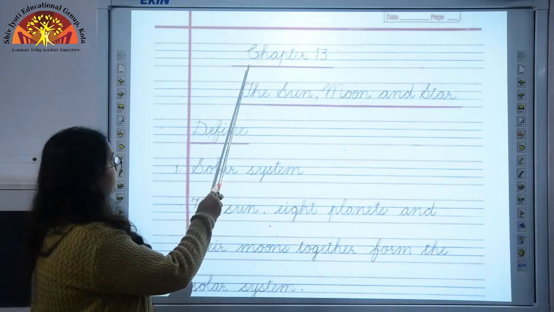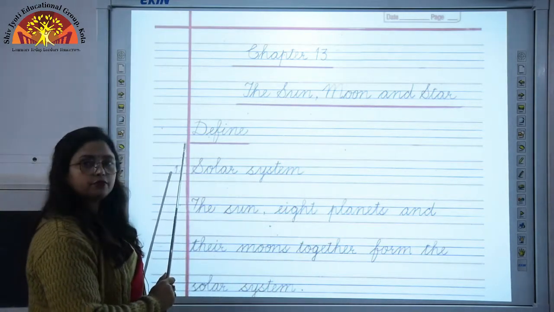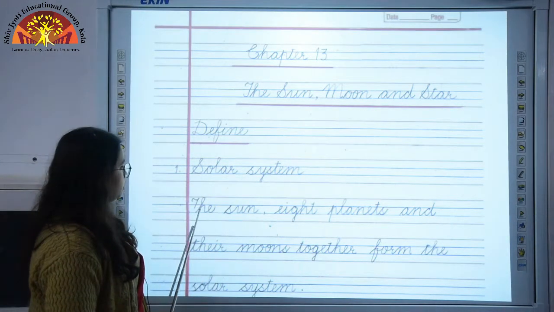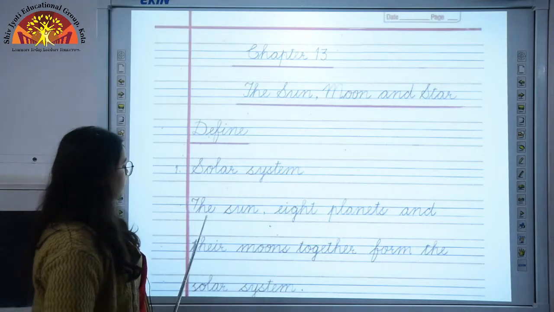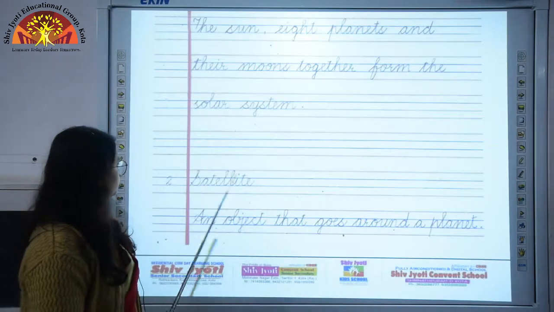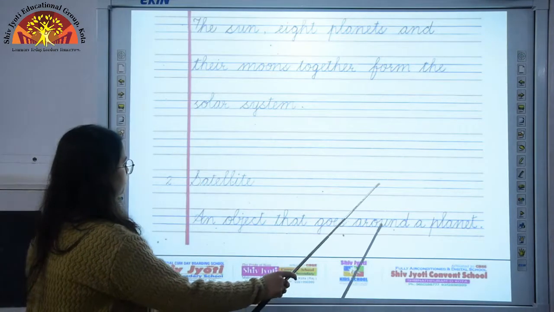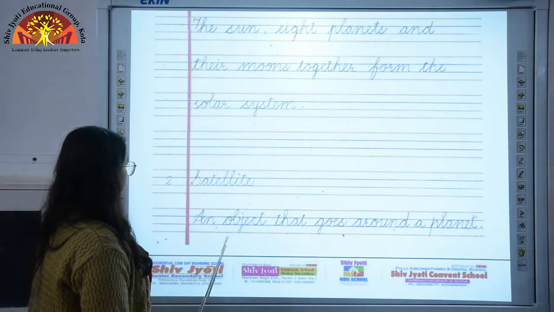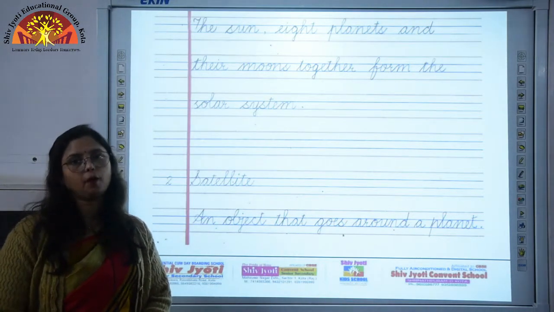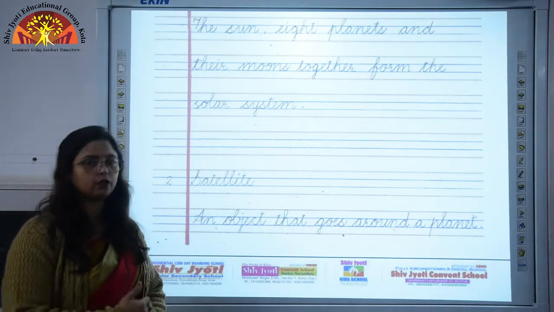So you have to put the heading Chapter 13, The Sun, Moon and Star. So let us start with define. First define here is solar system. The sun, 8 planets and their moons together form the solar system. Let us come to the second definition, satellite. An object that goes around a planet is called a satellite. So children, this is all about the definition part of this chapter. The rest of the copy work we will do in the next video lecture, and you have to do that copy work in continuation with this only.